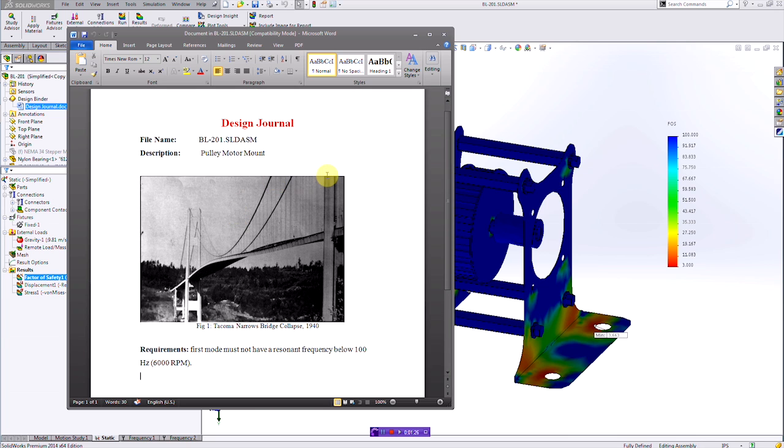This motor is likely to vibrate and spin at a rate of about 6,000 RPM, which equates to 100 Hz. So I need to make sure that I'm not going to encounter any potential resonant frequency issues, where there might be a natural mode at that frequency, which could be excited by an imbalance in the motor while it spins. To check for this, I need to use the frequency study, which is available in Simulation Professional.